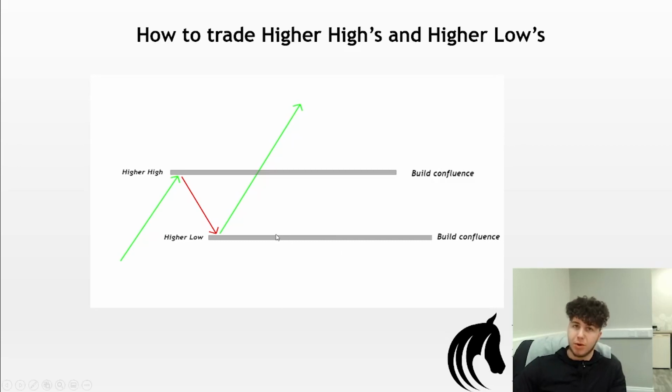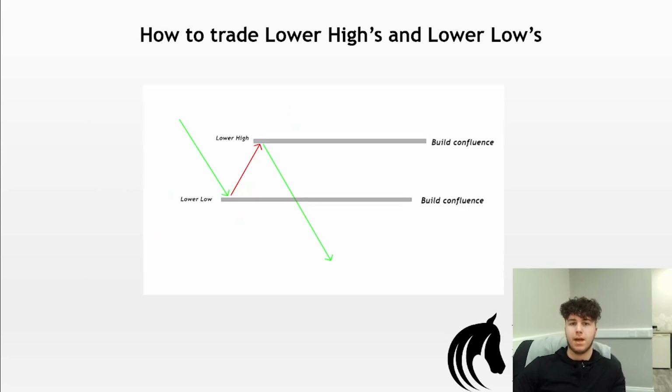The minute price breaks this higher low, and this is the important part, so let's say price comes down here, breaks your higher low, your bias then changes, and we will go over that in a couple of slides, just in relation to when you switch your bias.